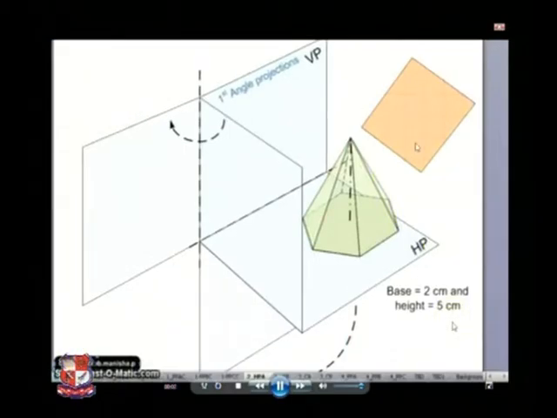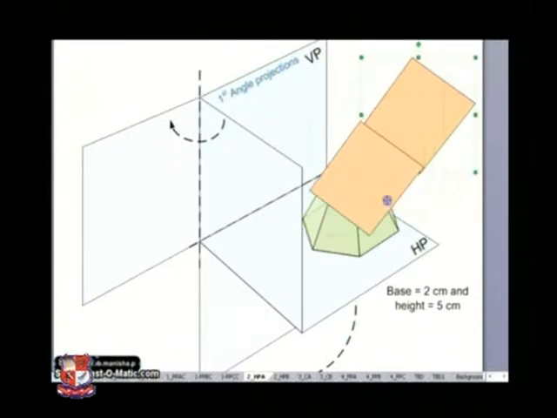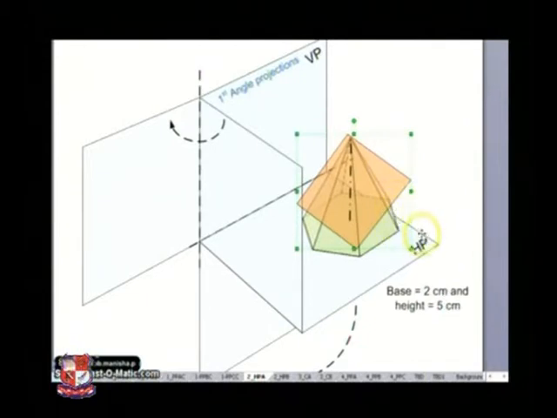This is about sections of solids for a hexagonal pyramid. Here in this figure, this hexagonal pyramid is sitting in first angle projection. Its base is sitting on the horizontal plane, and its two sides are parallel to the vertical plane, and this axis is also parallel to the vertical plane. So we have to draw the projection while it is sitting like this, and then it is cut by this cutting plane. This cutting plane is making 45 degrees with the horizontal plane, and it is cutting the axis in half.